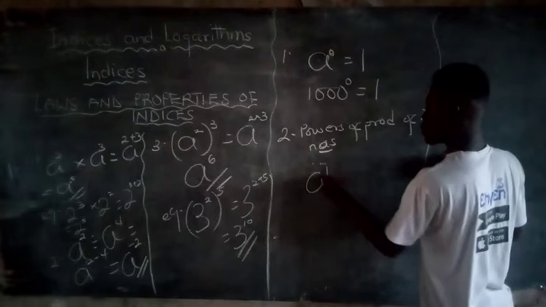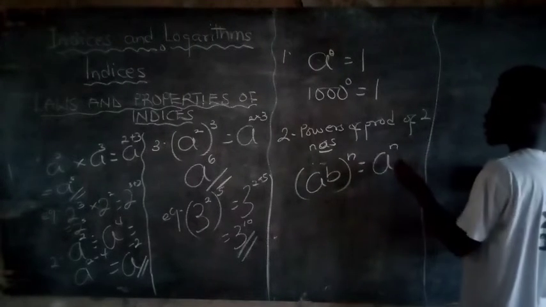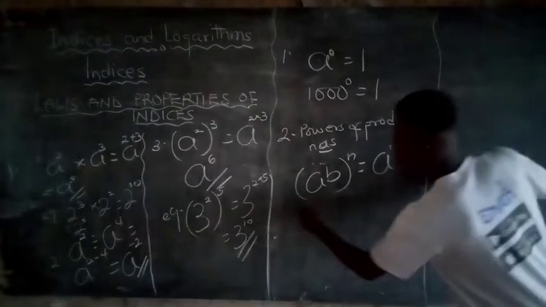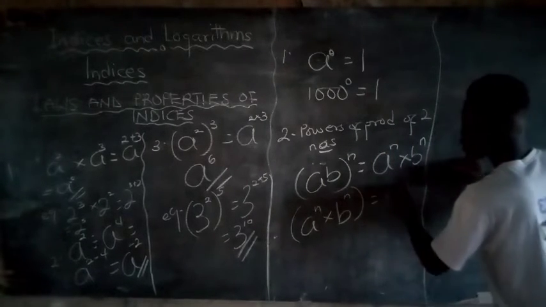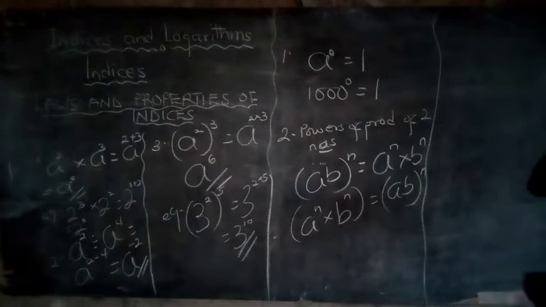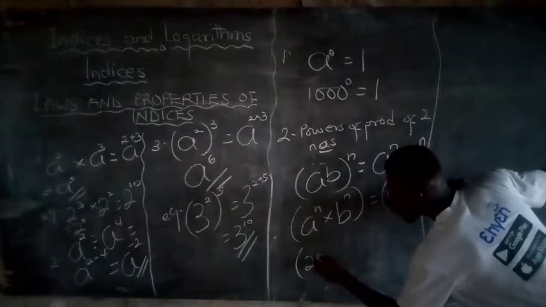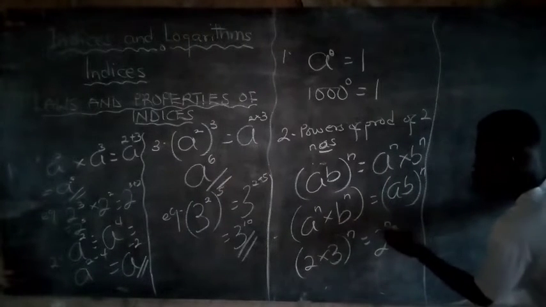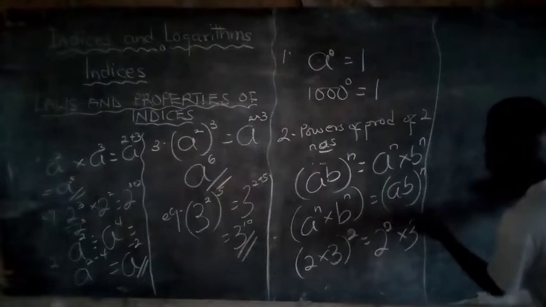That is when you have ab all to the power n, which is the same as what? A to the power n, multiplied by b to the power n. This can also be the other way round: if you have a to the power n times b to the power n, it is the same as ab the whole thing to the power n. You can turn it any way. So for instance, if I have 2 times 3 all to the power n, that is the same as 2 to the power n, or let's take 2 to the power 2. So here it will be 2 to the power 2 times 3 to the power 2.